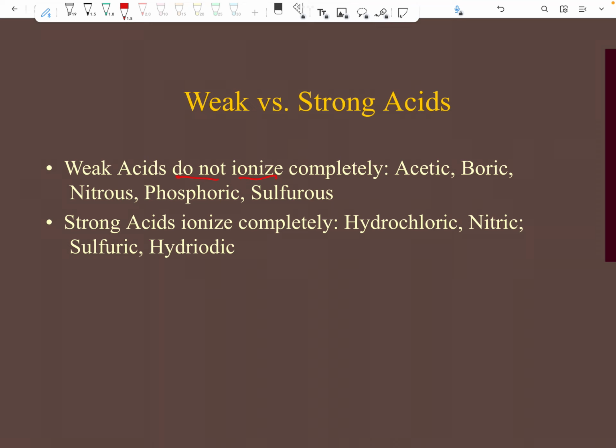So here are some examples of weak acids. We have acetic acid, boric acid, nitrous acid, phosphoric acid, and sulfurous acid. I know it sounds like sulfuric acid. Sulfuric acid is actually a strong acid, and that is an acid that ionizes completely. Hydrochloric acid, one you commonly use in chemistry, nitric acid, sulfuric acid, and hydroiodic acid.